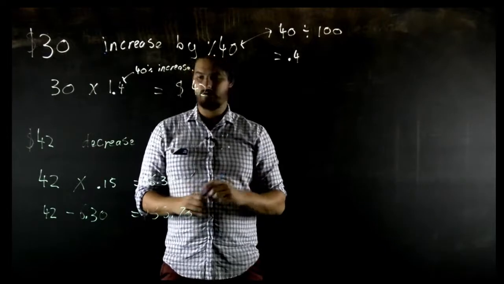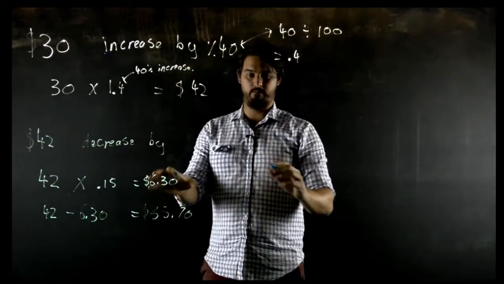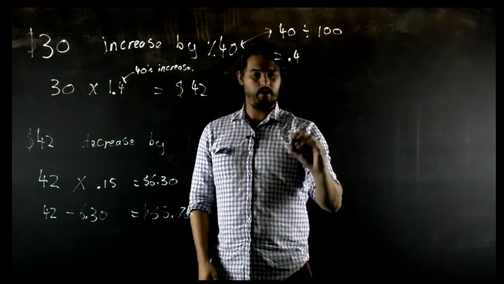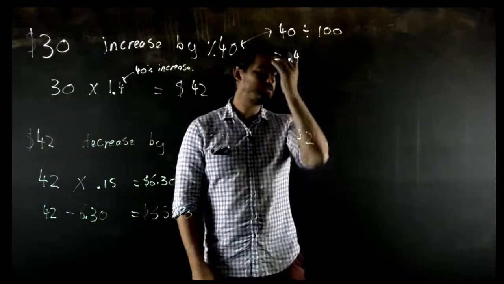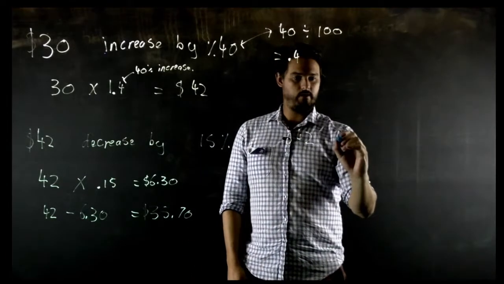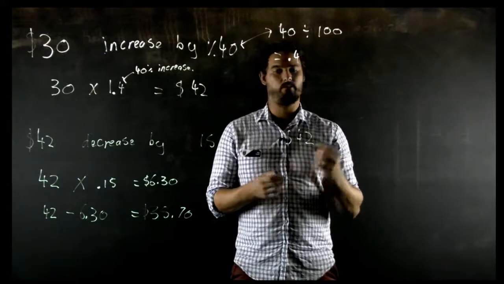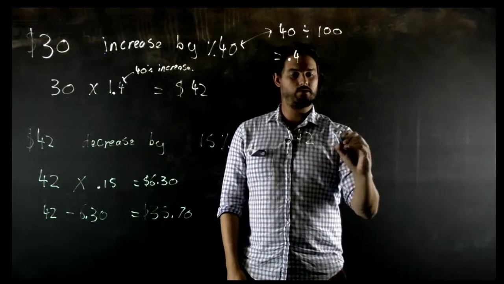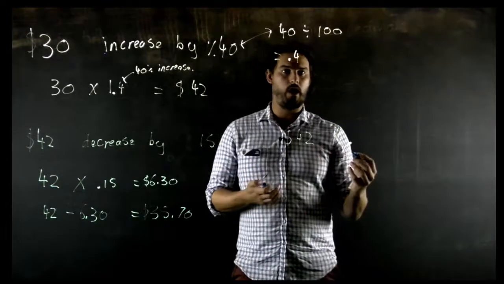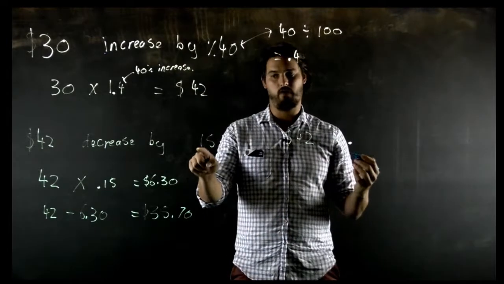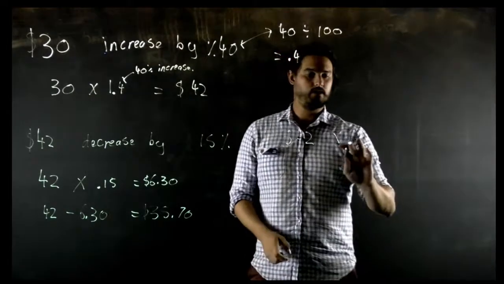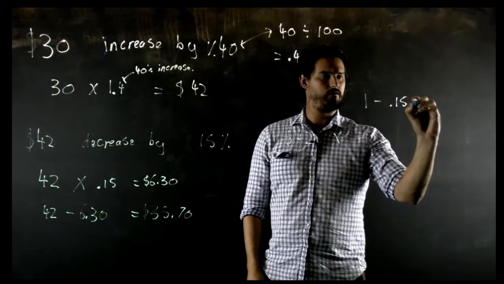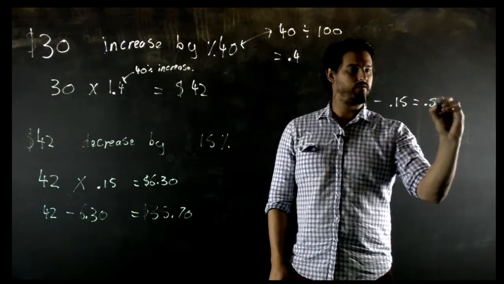The quick way of doing this, I recommend starting with the first way, but if you're comfortable with doing that after a few questions, this is another way to do it that cuts out that middle step. So we take our selling price, $42. If we were going to increase something by 15%, we'd be timesing by 1.15. But if we want to decrease something by 15%, what we can do is actually multiply by 1 take away 0.15, which is our 15%. So if we write that out, 1 take away 0.15 is going to equal 0.85.